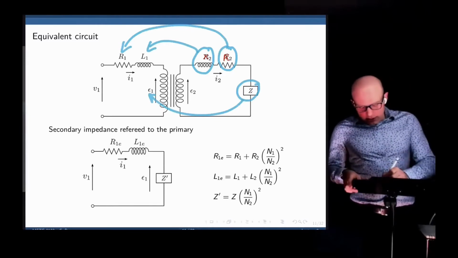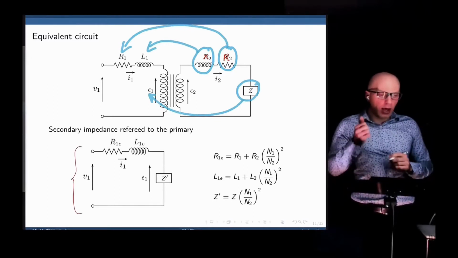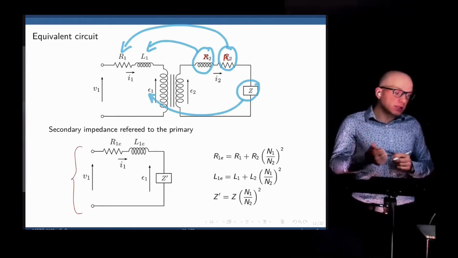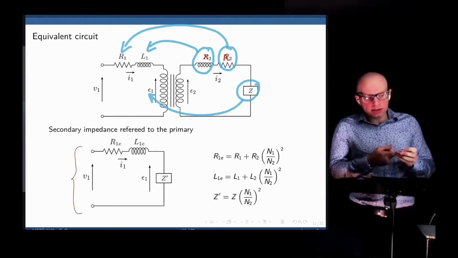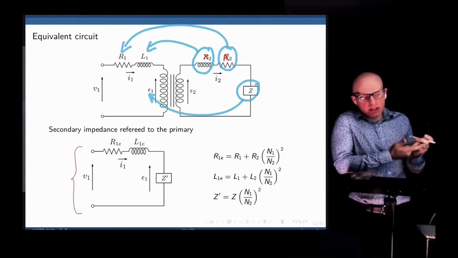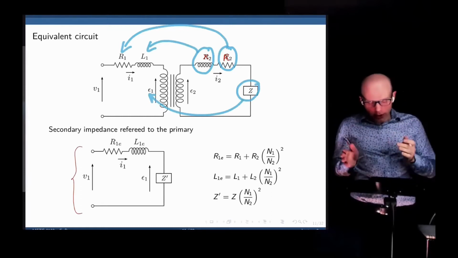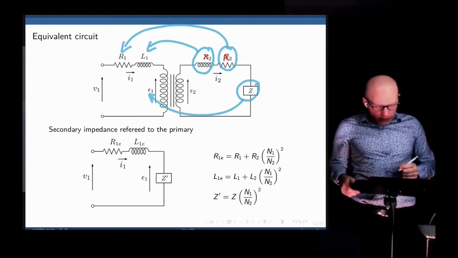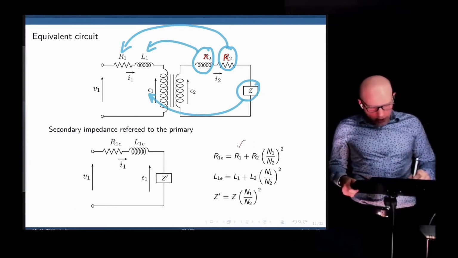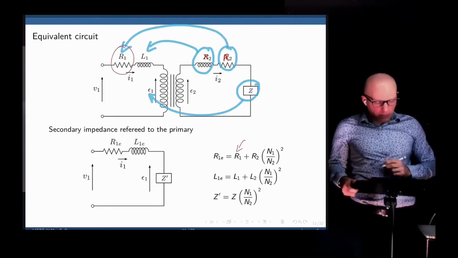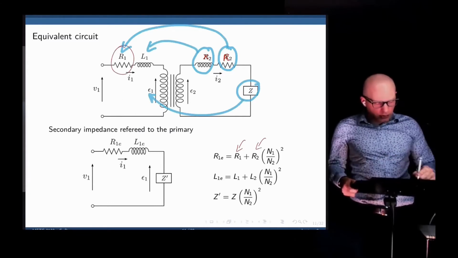The equivalent circuit then simplifies to this, with an equivalent resistance, an equivalent reactance, and the impedance of the secondary moved to the primary, or the load impedance in the primary. Let's see for the resistance. For the resistance, we have R1 plus R2 times A squared.